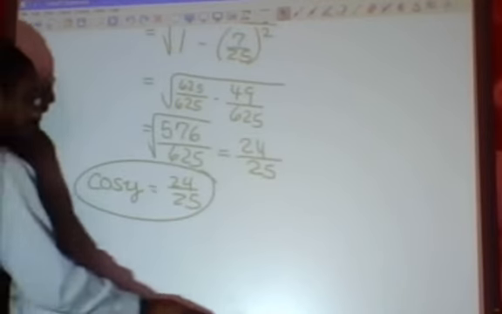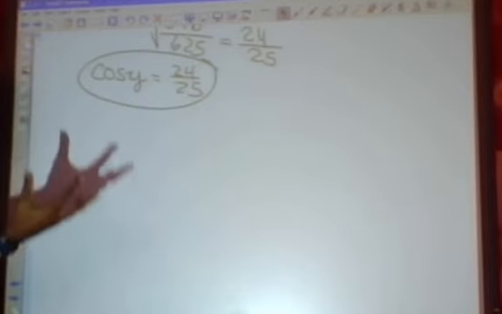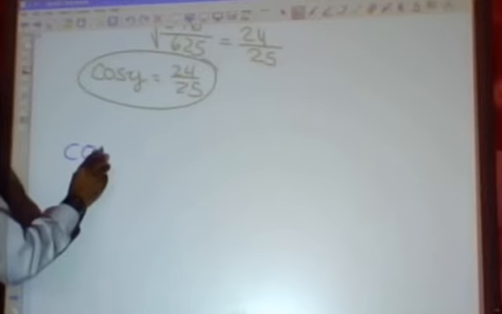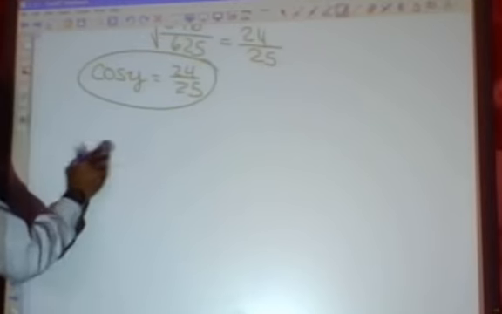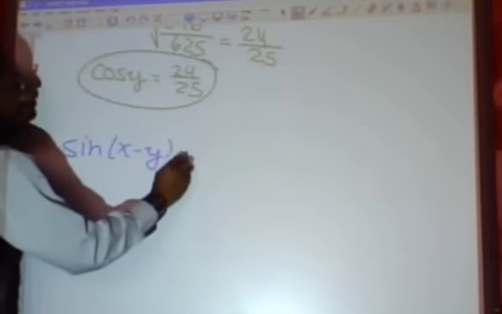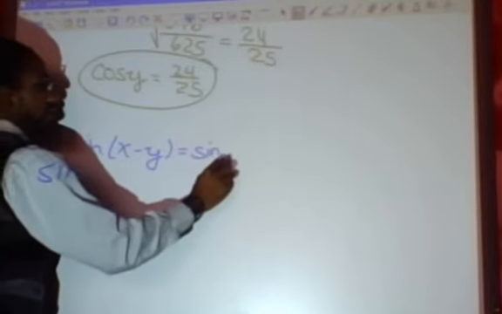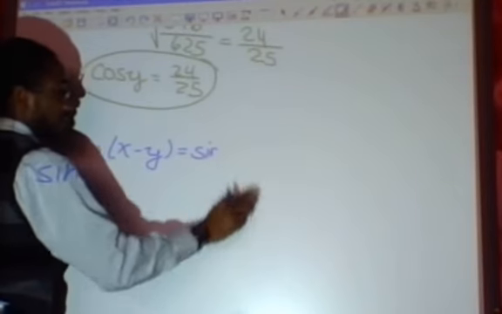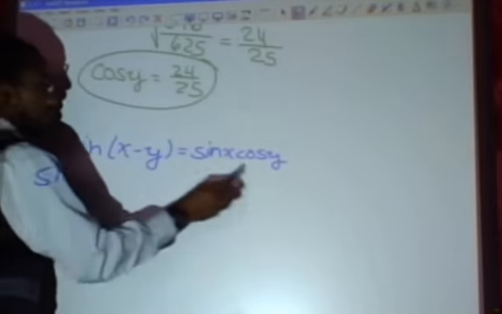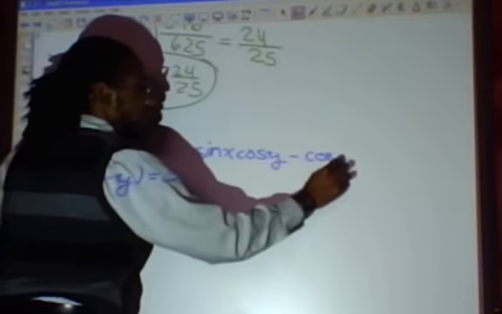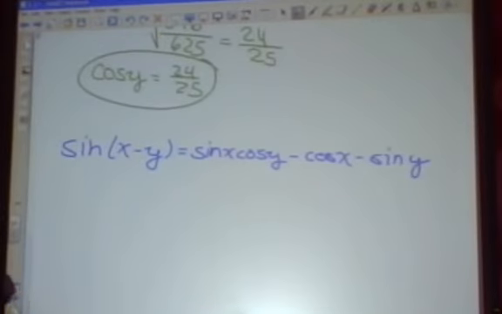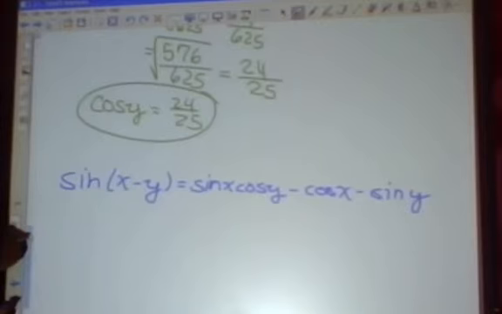Now that we have all 4 values that we need, we just put them into the trig function and solve it out. Sorry, it's not cosine, we're done with that. It's sine of x minus y. So that's going to equal sine x cosine y, and same sign here, minus cosine x sine y. And we're going to substitute it in and get everything done.